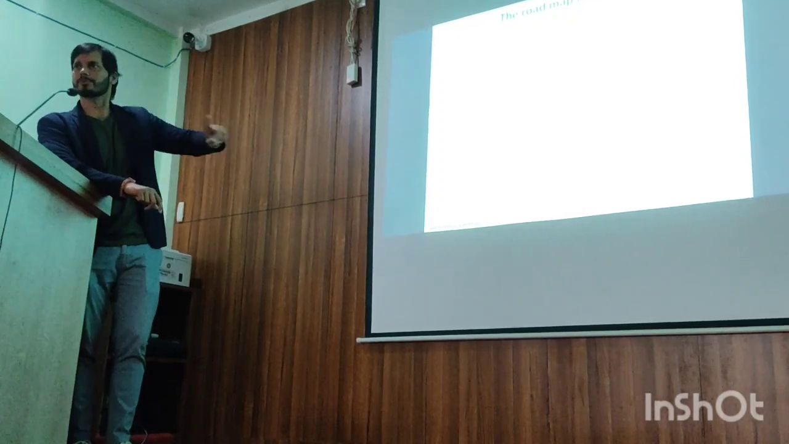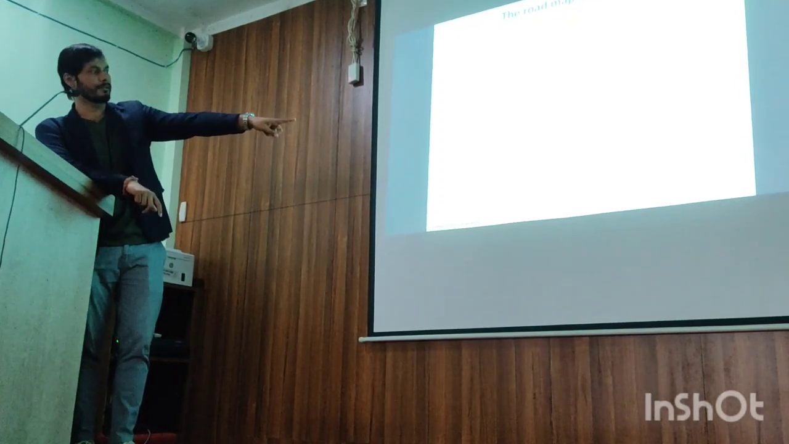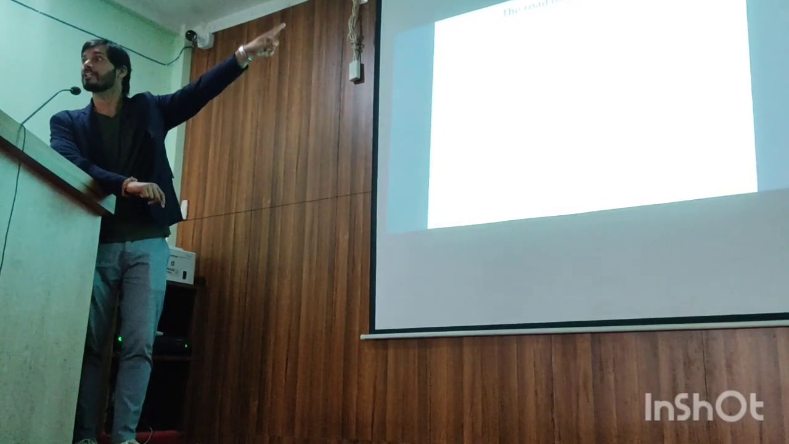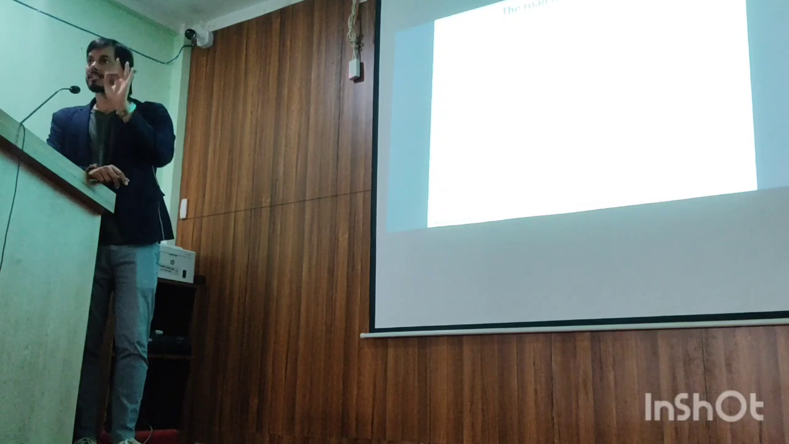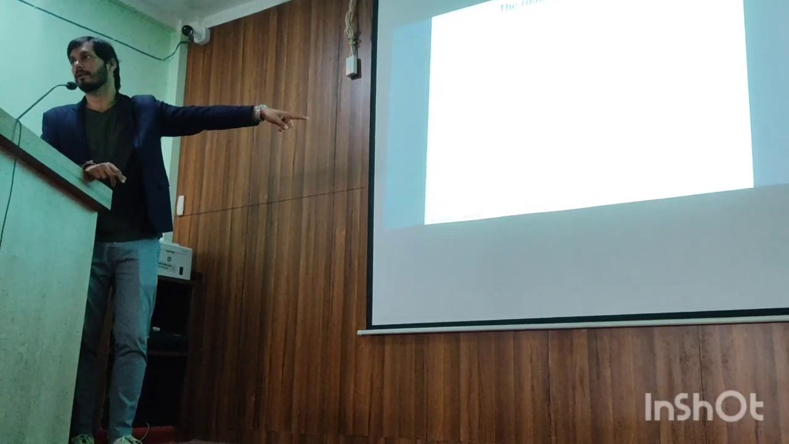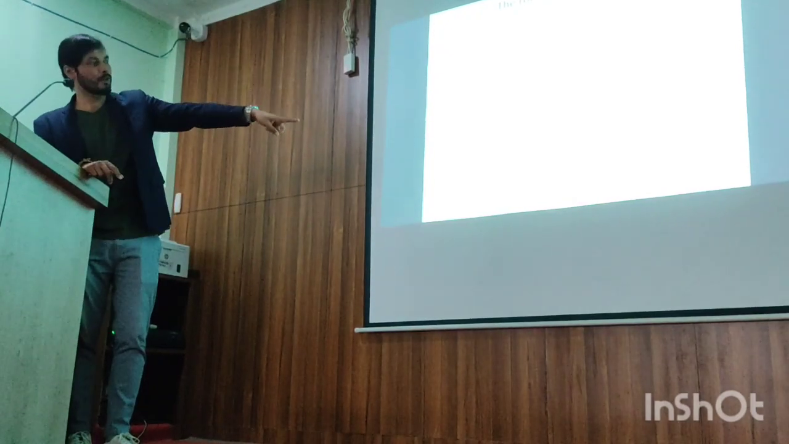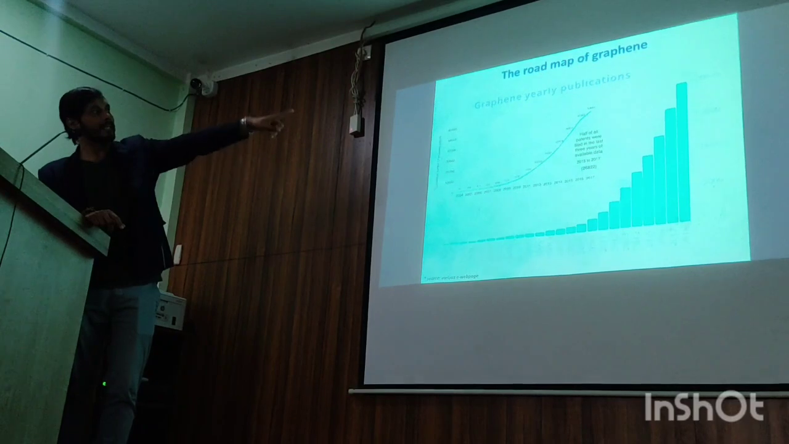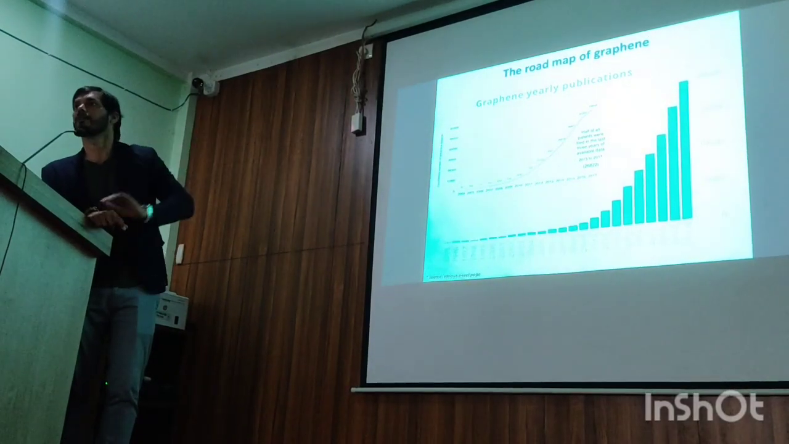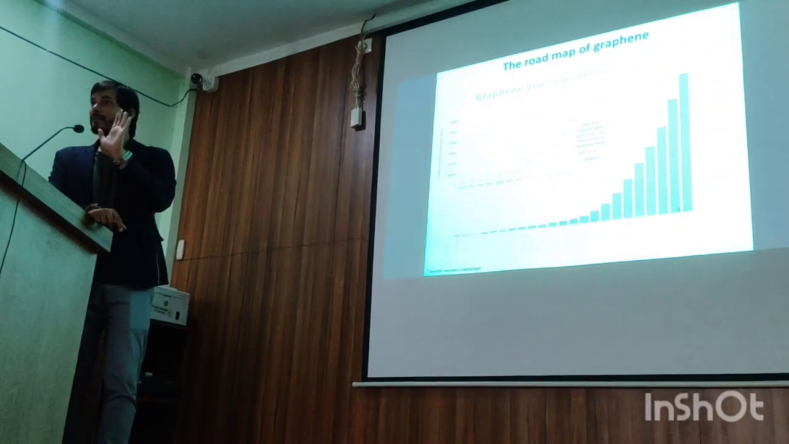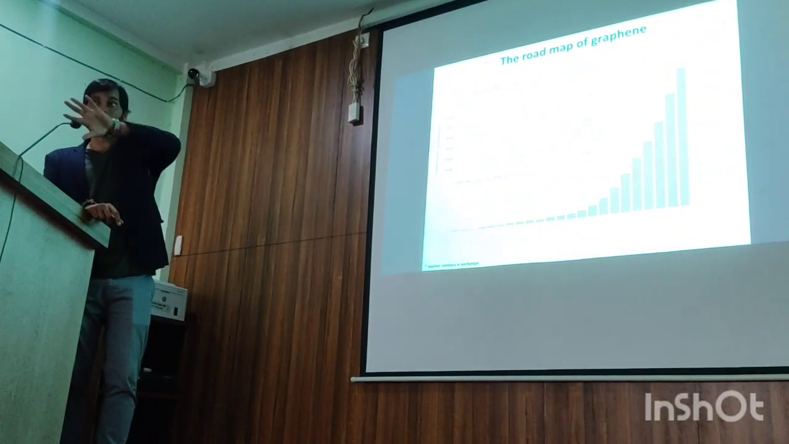You will be surprised to see that after 2010, there is an exponential increase. In no other research area in the world has there been such an exponential increase in research. Only graphene is the area. Publications were around 100 to 500 in 2010, and have gone up to 20,000 research publications in a year only on graphene. 20,000 in the world. So there is an exponential increase.